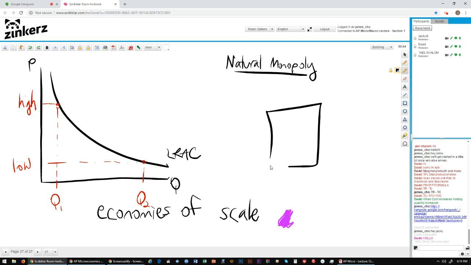Let's say for cell phones, let's say all the other companies went out of business, and the only company selling cell phones is going to be Apple. What do you think is going to happen to Apple's profits? You're going to go from 3 billion to 4 billion. But what's going to happen to consumers' surplus? What's going to happen to consumers' utility?